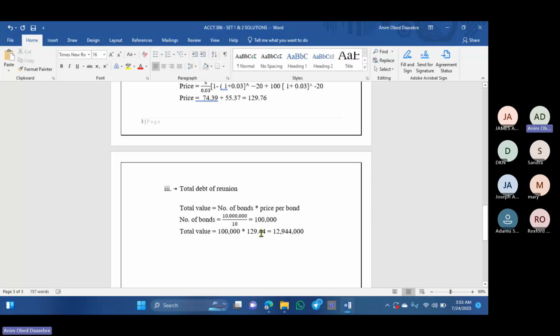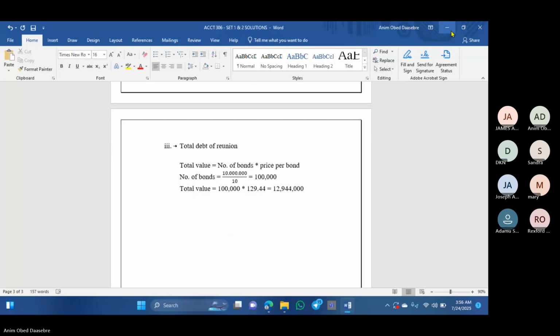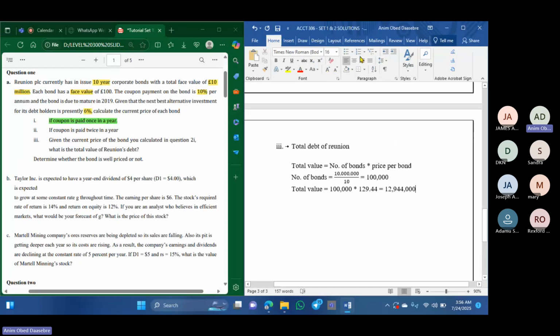So this will be the total value of the bonds based on the current price. And part II is in 2. So let's do it. Is the bond well priced?